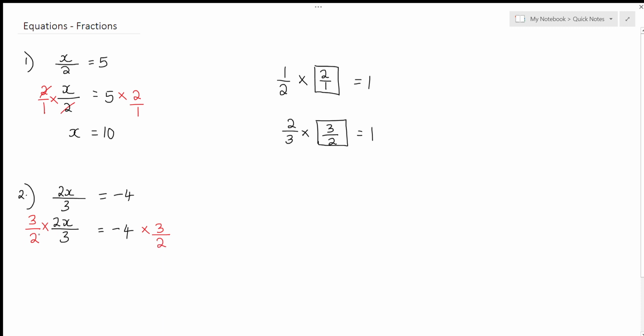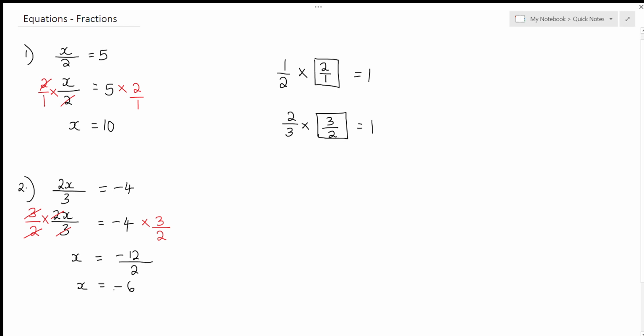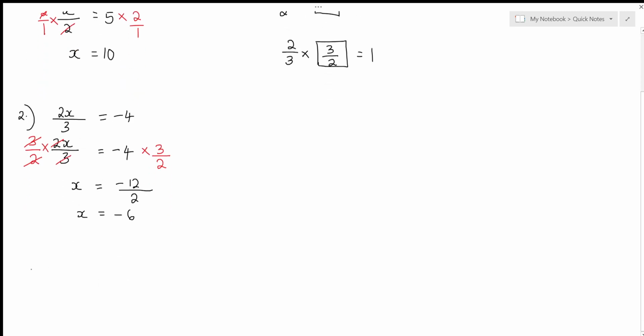So here we're going to cancel the 2 and the 2, and 3 goes into 3 ones and ones, and on the left-hand side, I'm left with x, and on the right-hand side, I have negative 4 times 3, which is negative 12 over 2. Which just gives you x equal to negative 6. Or you could have gone straight to the answer and just worked it out as negative 6. Okay, let's move on and look at number 3.